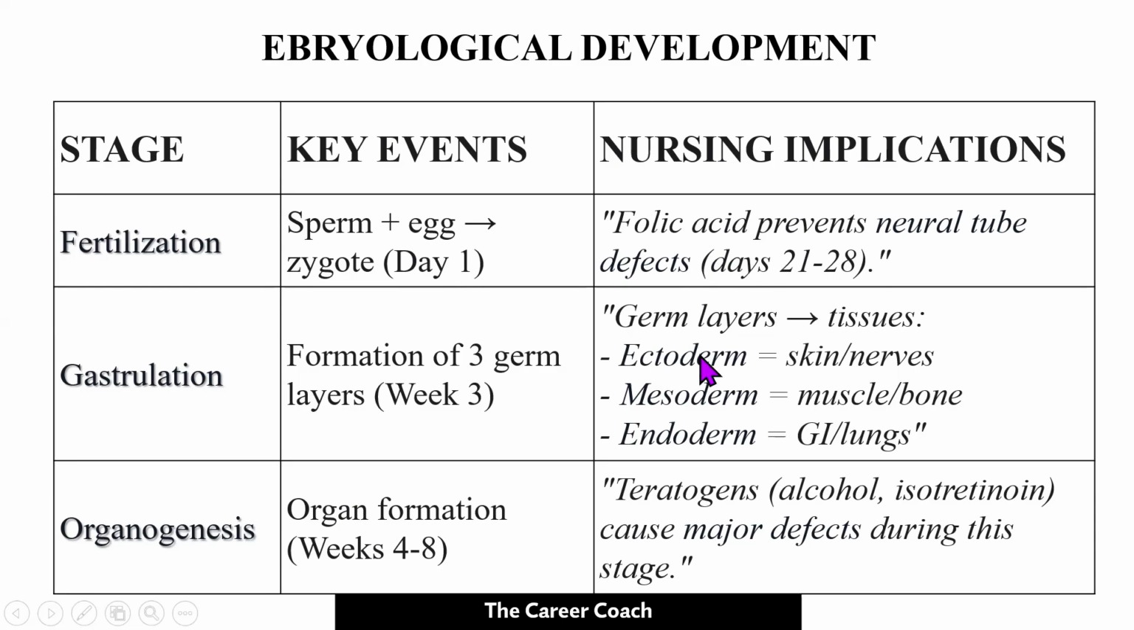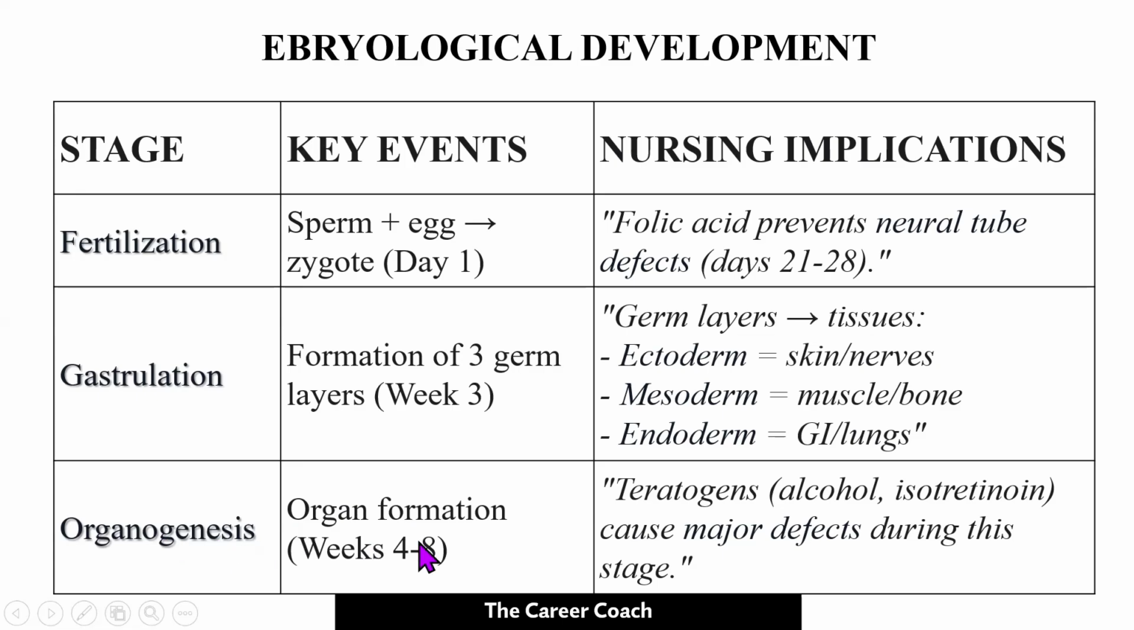Nursing implication. The germ layer leads to the formation of tissue. So the formation of the ectoderm, the mesoderm, and the endoderm. The ectoderm involves the skin and the nerves, the mesoderm involves the muscles and the bone, and the endoderm involves the GI tract and the lungs. The next stage is the stage of organogenesis, which is the formation of the organs.